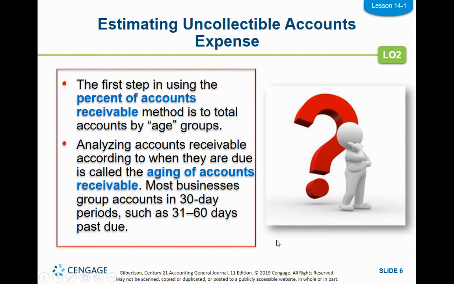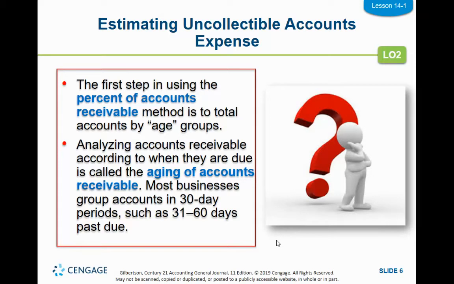So in the book, in chapter 14, Three Green is the company we're using, and they use the percent of accounts receivable method. And that's what we're going to go through. To start out, to be able to use this method, you have to do what they call aging of accounts. Basically, most businesses will lump their accounts receivable accounts into 30-day increments.